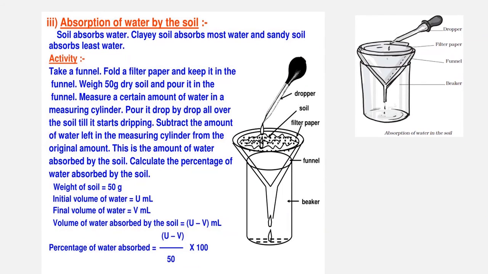To measure, take a certain amount of water in a measuring cylinder and pour it drop by drop all over the soil till it starts dripping. Then subtract the amount of water left in the measuring cylinder from the original amount. This amount of water is absorbed by the soil. You have to calculate using a formula.